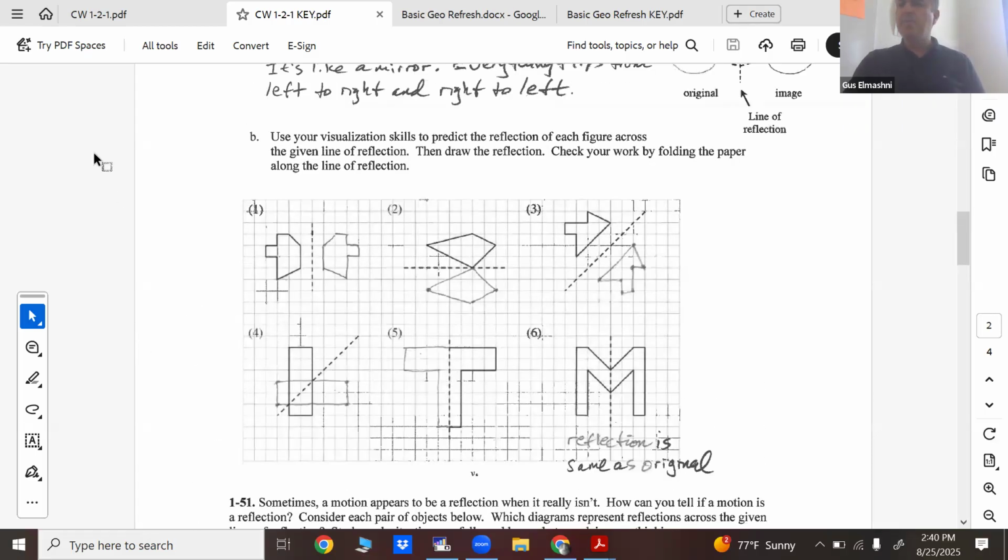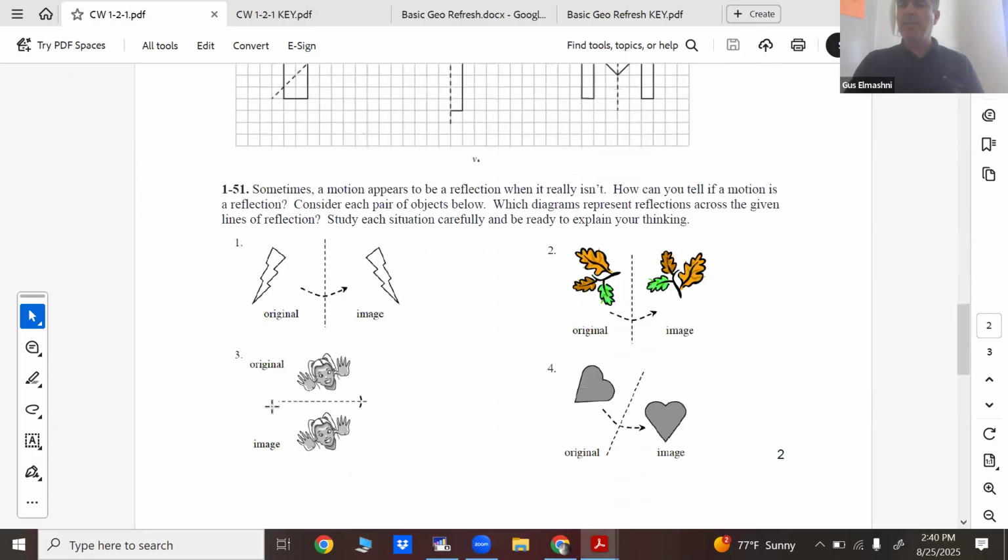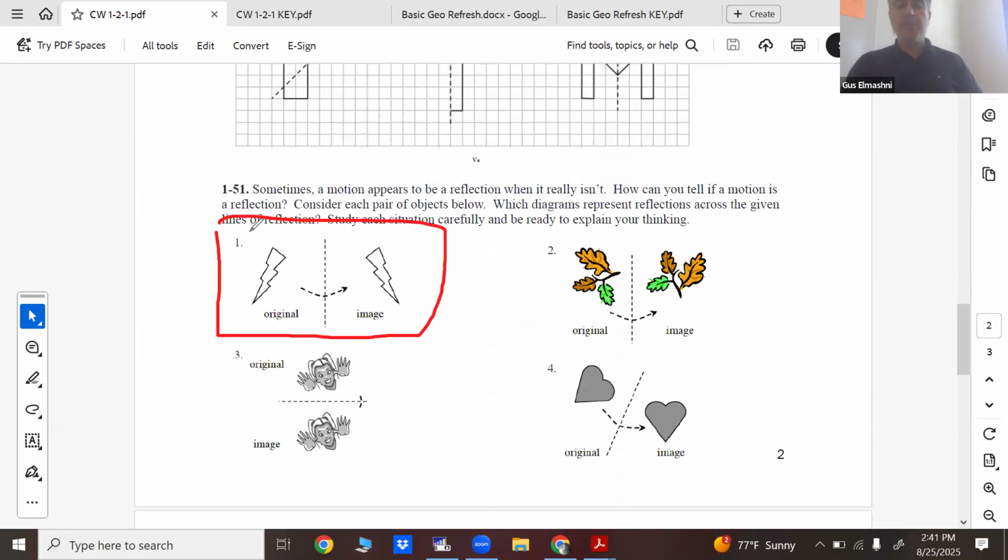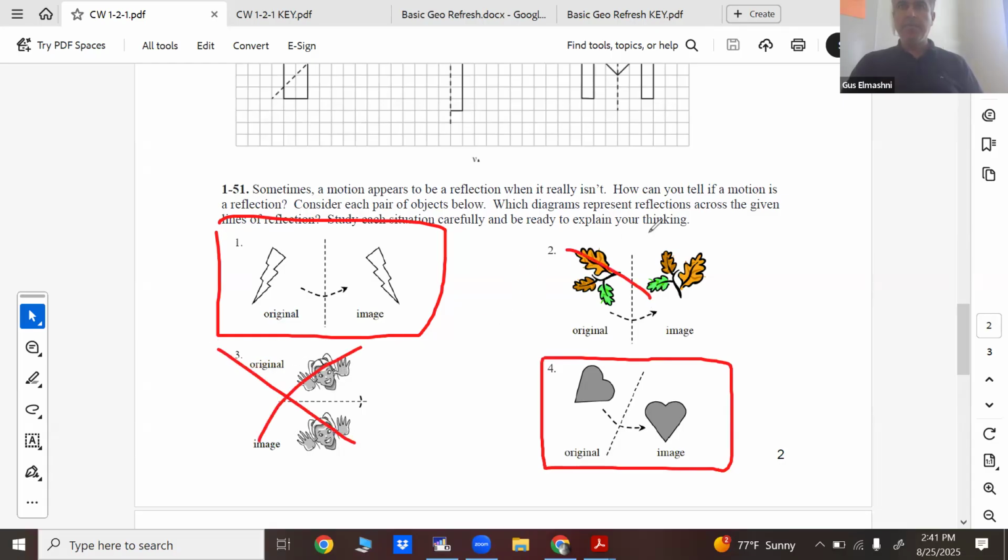What do you guys say for 51? I won't show the answer just yet. For number one, are those reflections of each other? Yeah. Again, if I were to cut out a square piece of paper and fold along that line, the two lightning bolts would map onto each other. There's only one other diagram that shows reflection. What would that be? 4. Correct. The hearts would map onto each other. Do you see why the leaves would not? And the funny face would not either. That has to be reversed. So that's no and no.